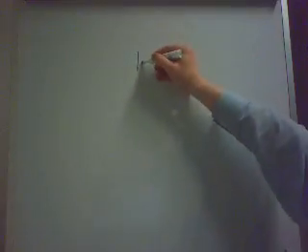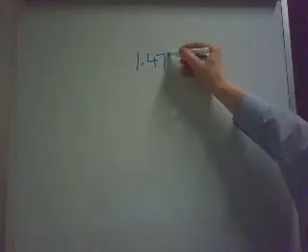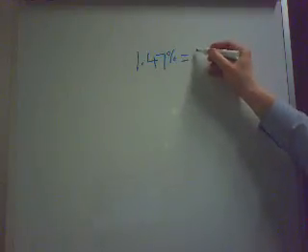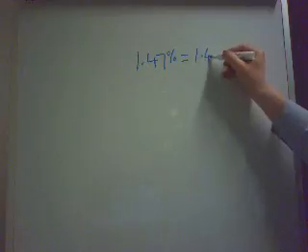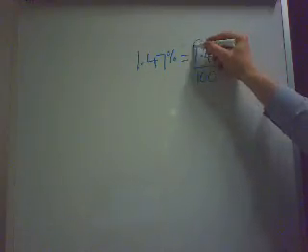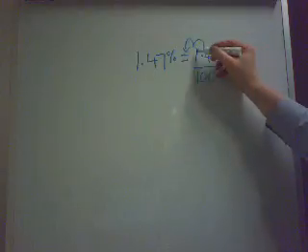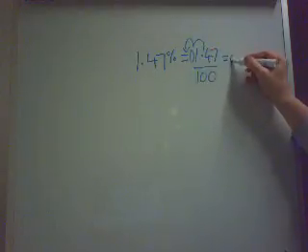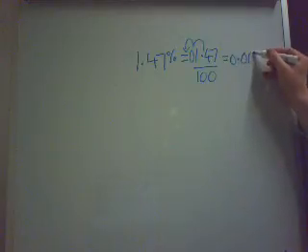There are 3 more questions which we'll run through quickly. 1.47% as a decimal. Well, again, 1.47 over 100. Imagine moving the decimal point 2 places. We'll put a 0 in there, we can see we're going to end up with 0.0147.